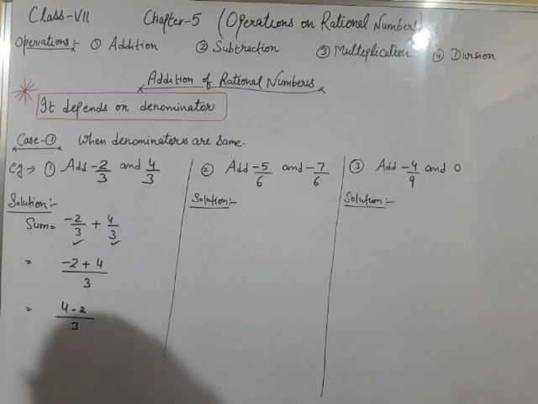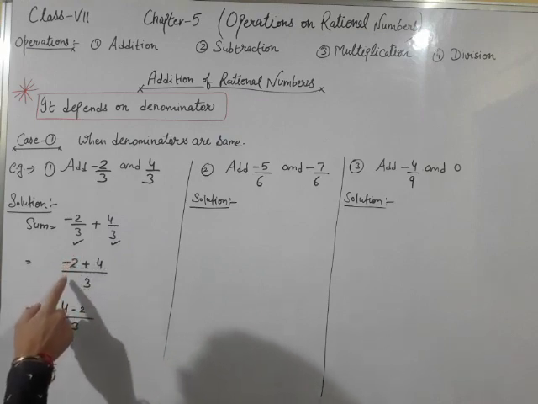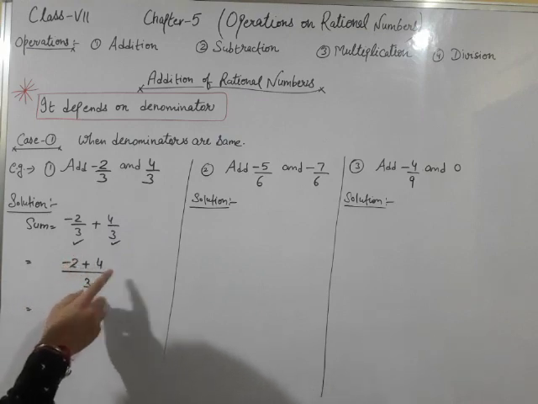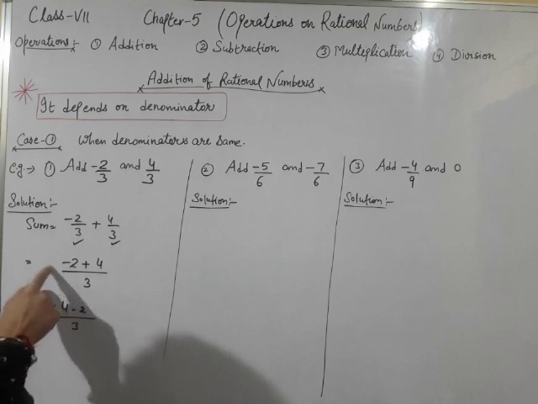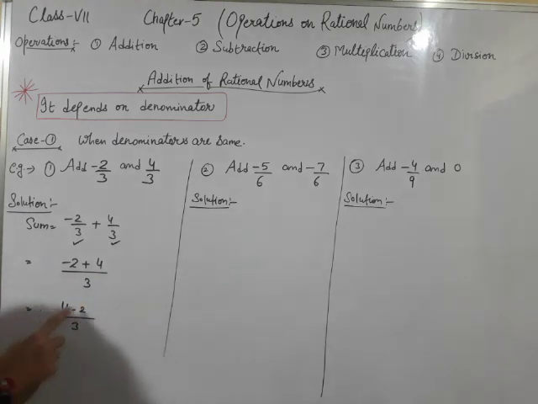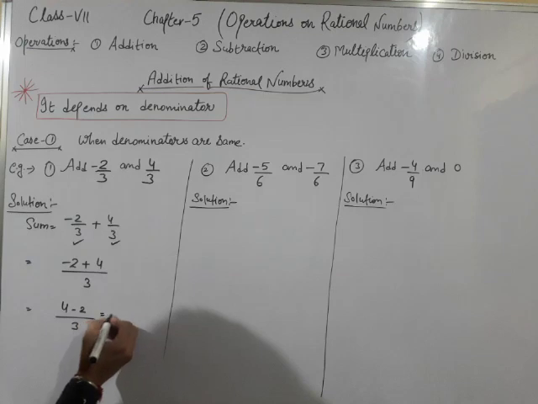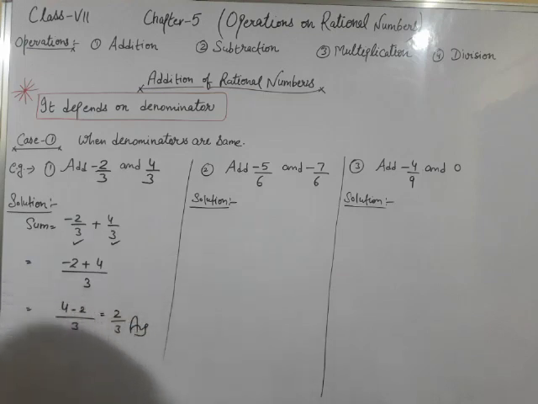What have we done here? We have changed the order of minus 2 and 4. We wrote 4 first and minus 2 afterwards. 4 minus 2 is 2. So it is 2 upon 3. It will be your answer because it is in the form of a proper fraction.